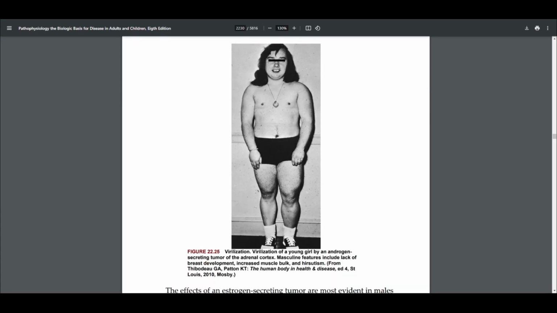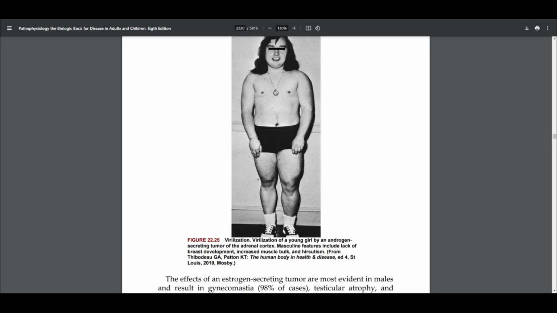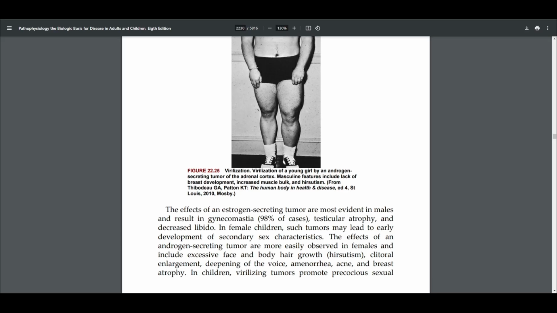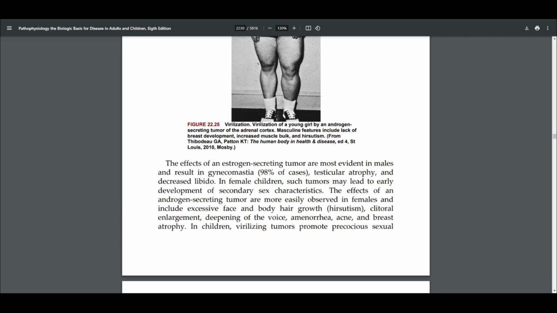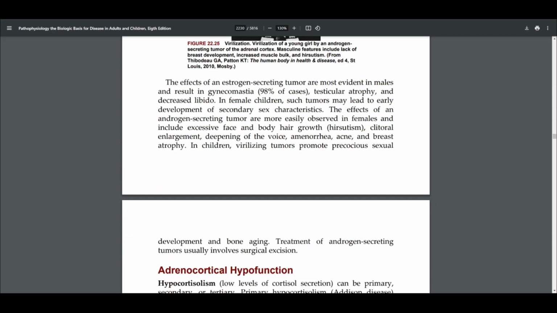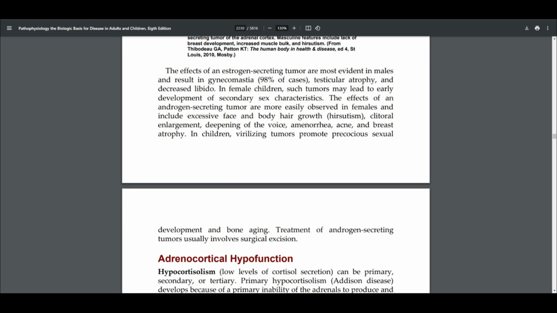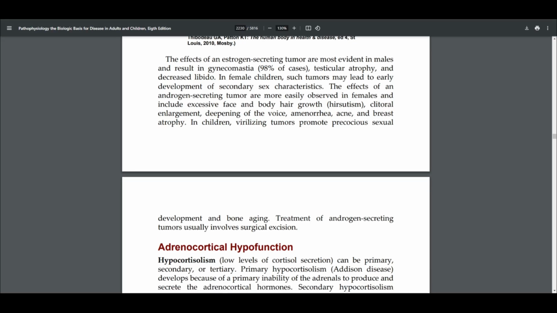So here you see virilization of a young girl by an androgen-secreting tumor of the adrenal cortex. The masculine features include lack of breast development, increase in muscle bulk, and hirsutism. The effects of an estrogen-secreting tumor are most evident in males and result in gynecomastia, testicular atrophy, and decreased libido. In female children, such tumors may lead to early development of secondary sex characteristics.